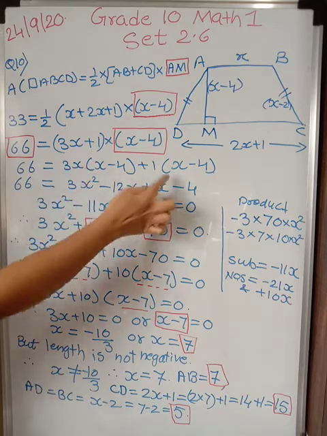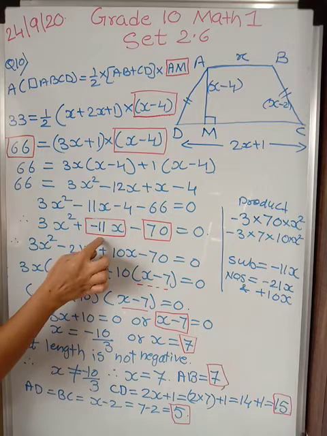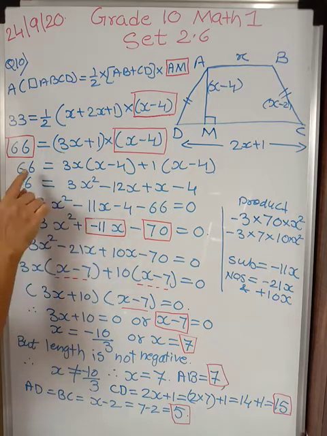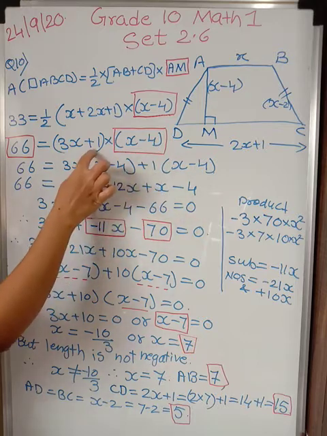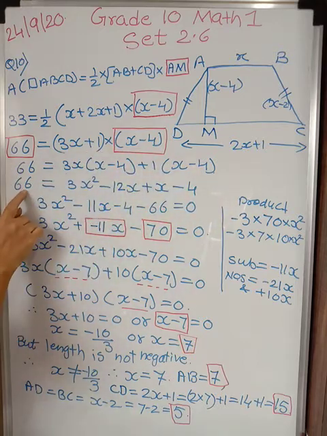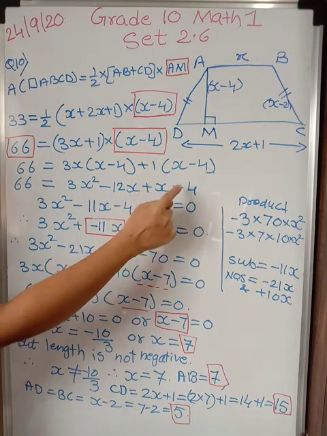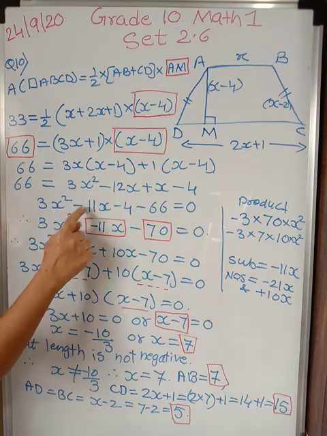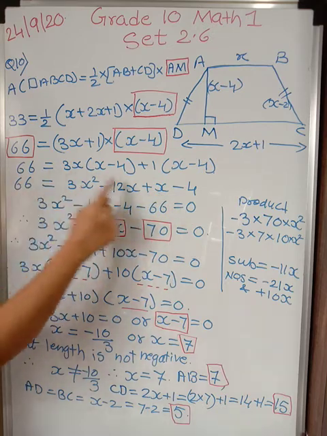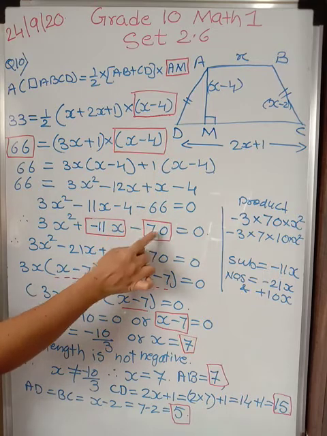Now this is not given in the textbook. You have to do it on your own, then only you will be able to reach up till here. Alright, so what we have is 66 is equal to 3x multiplied by this bracket plus 1 multiplied by this bracket. So 66 is 3x square minus 12x plus x minus 4. Taking all to one side, you get 3x square, this comes out to be minus 11x, minus 4, shifted over here, minus 66 is equal to 0. Now working this out, you get minus 70.